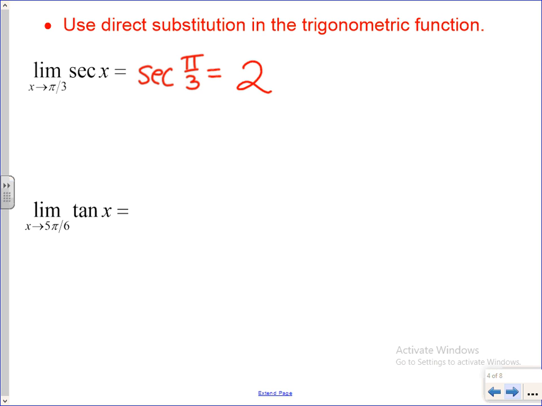2. Since the cosine is 1/2, the secant is 2. Okay. Same thing here. The limit as x approaches pi over 6 of tangent of x. All we have to do is evaluate the tangent of 5 pi over 6. And the tangent of 5 pi over 6 would be what, Will?